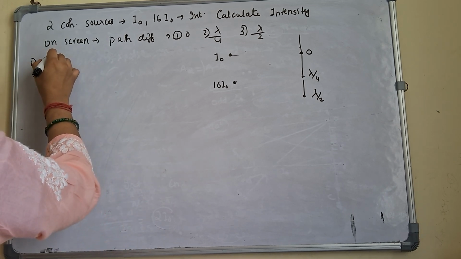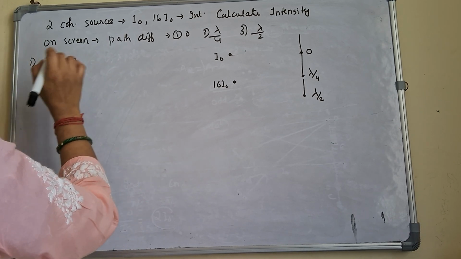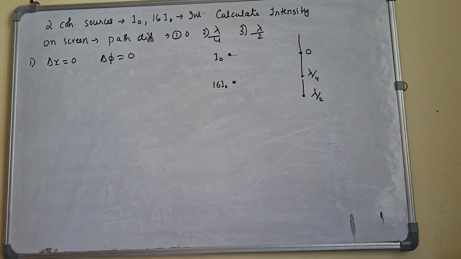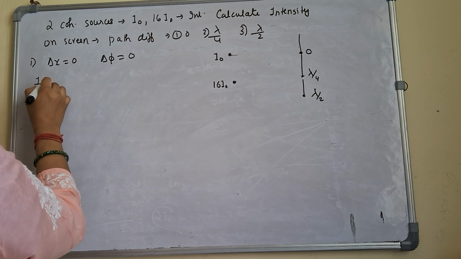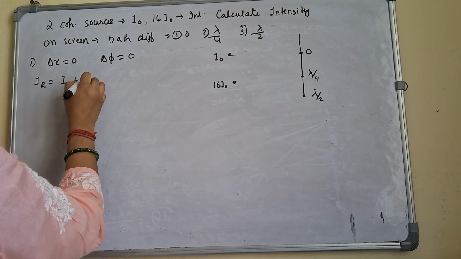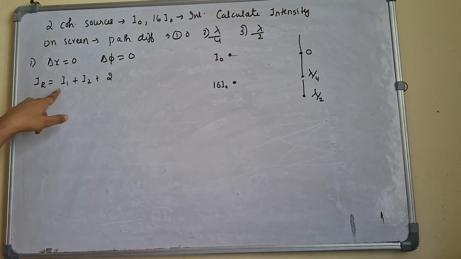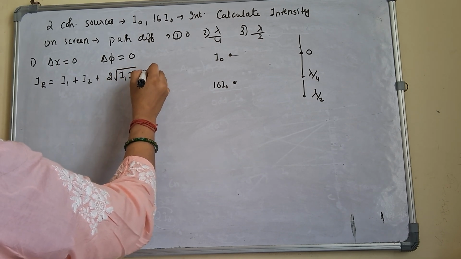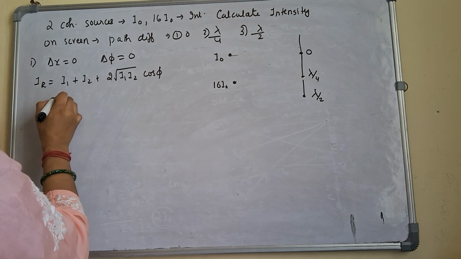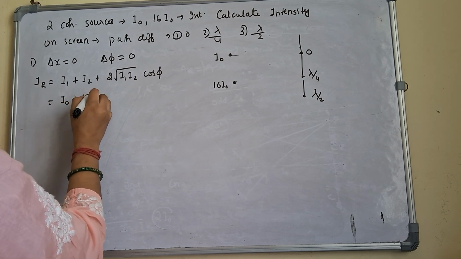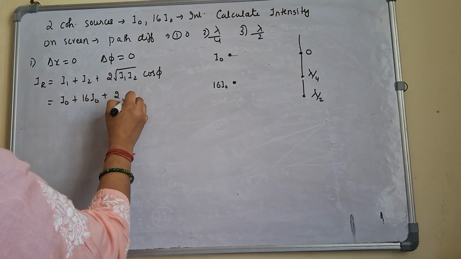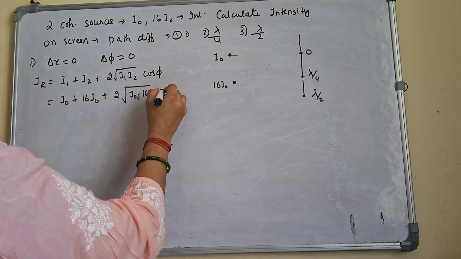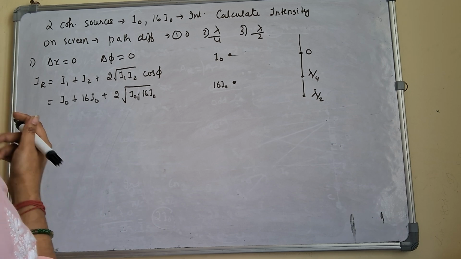So the first case is when delta x is 0, the path difference is 0, and when the path difference is 0, you know the phase difference is also 0. Correct? So you want to calculate the resultant intensity, I1 plus I2. Now I can write it as (root I1 plus root I2) whole square, also the shortcut, but I will just write it like this. I1 is I0, this is 16 I0, plus 2 into I0 into 16 I0 into cos 0. Cos 0 is what? 1. So this part will go.